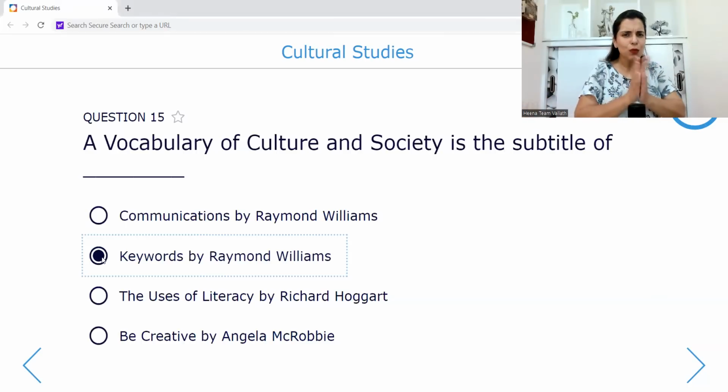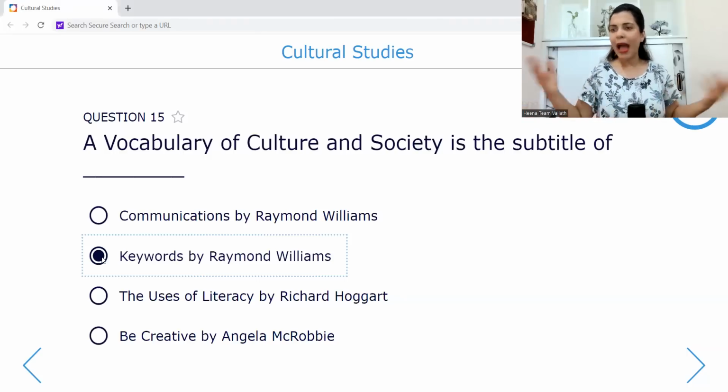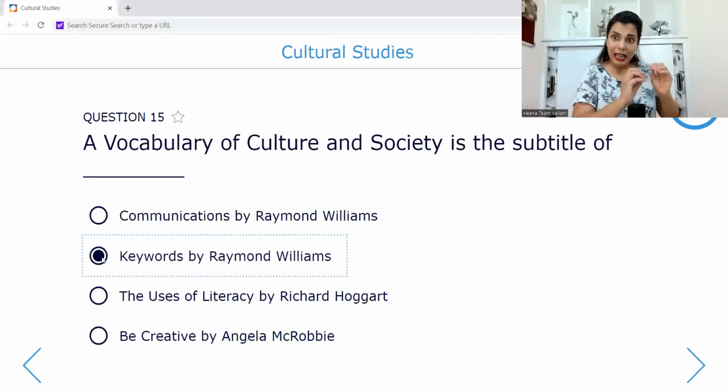In this work, Raymond Williams has examined more than 100 words in context with culture. For example, he has examined art, nature, society, management, etc. And he has examined these words not etymologically. He has examined these words culturally.